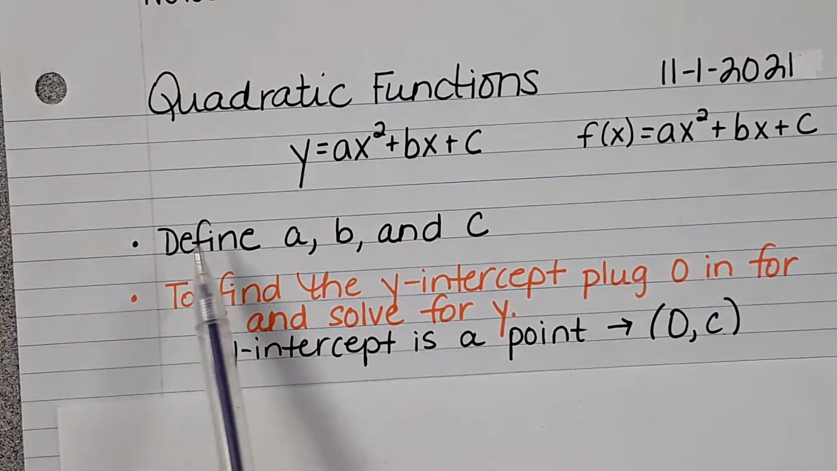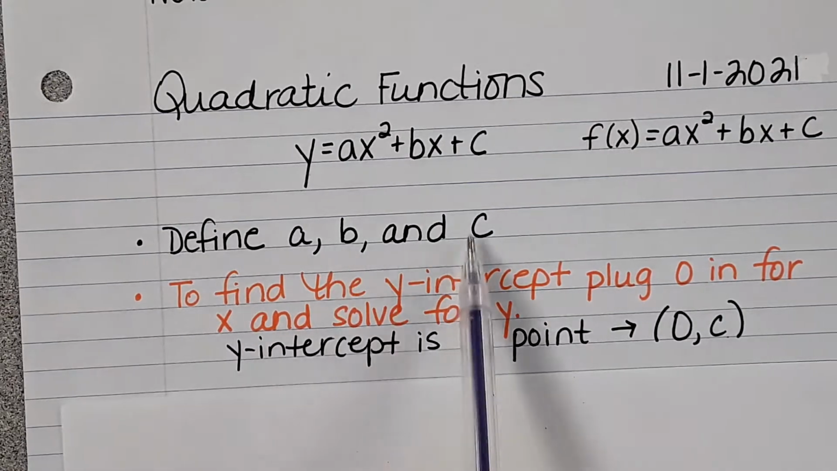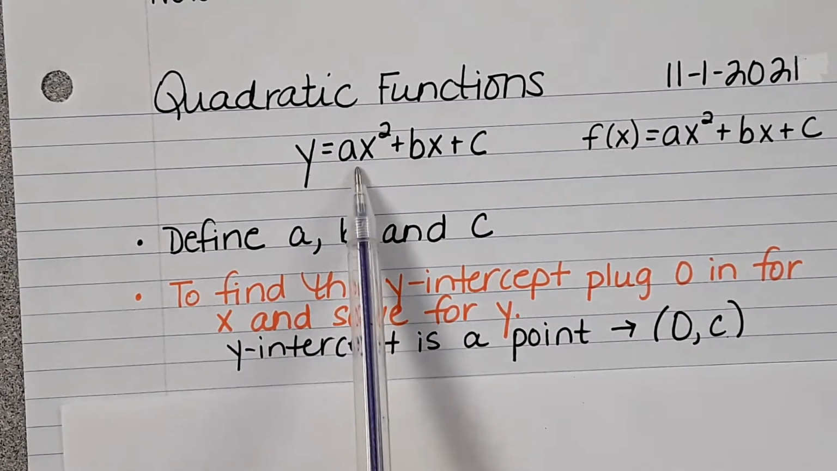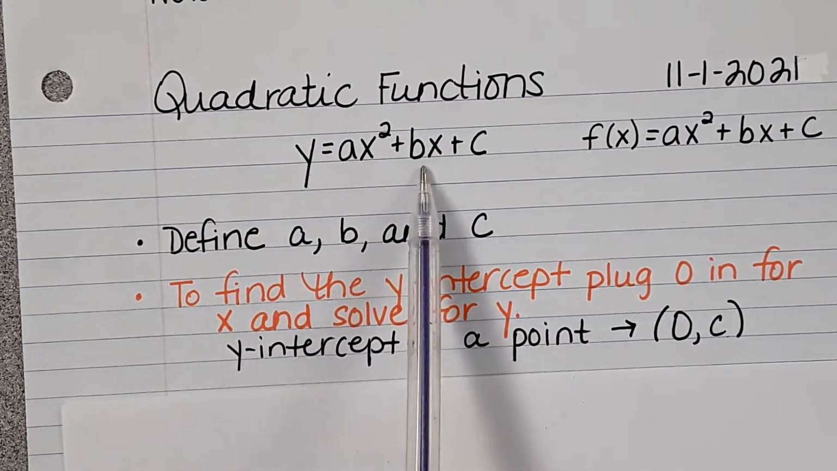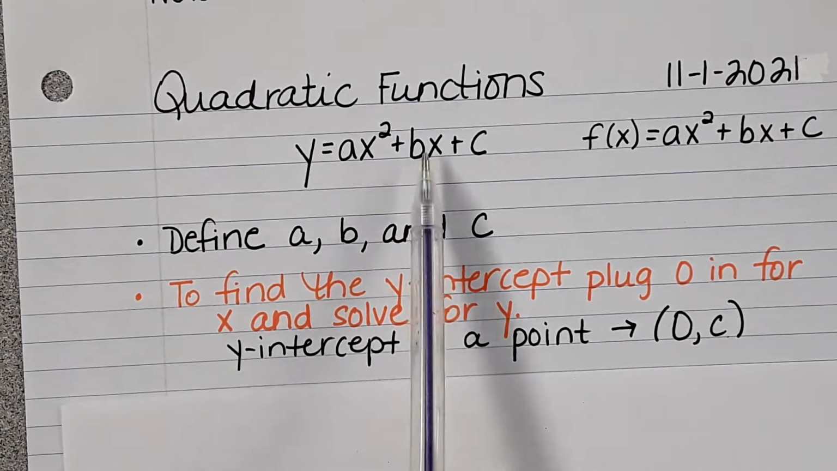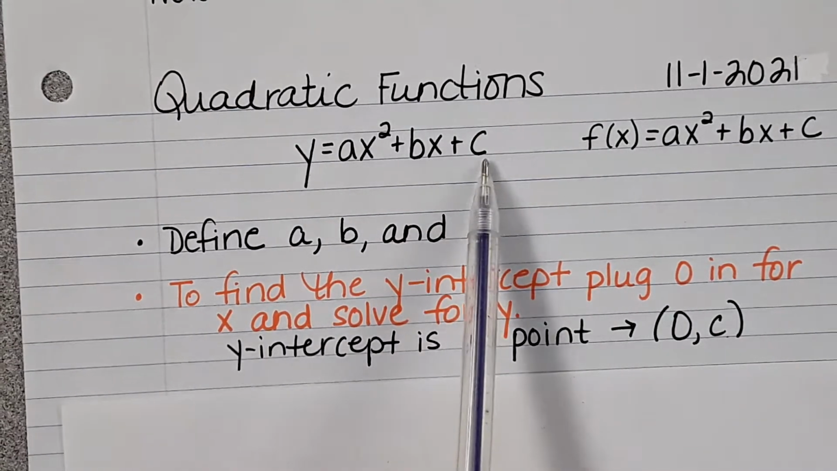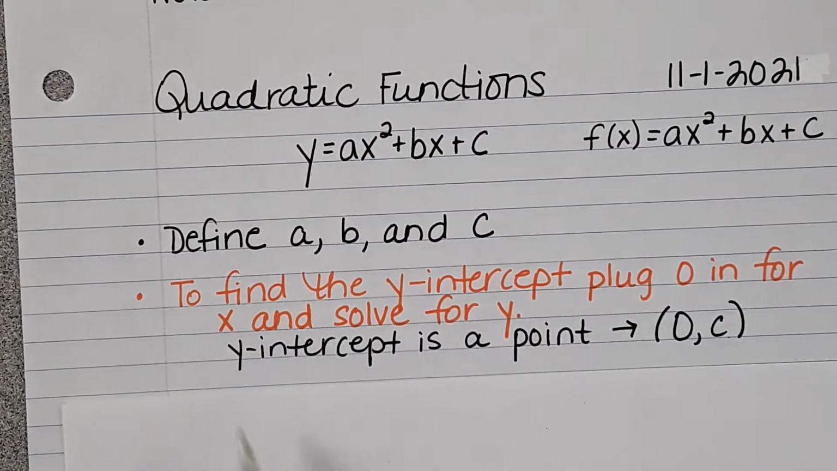So the first thing you need to do is you have to define a, b, and c. A is always in front of x squared, the quadratic term. B is always the coefficient of the linear term, and then c is the constant. And then to find the y-intercept, you plug in 0 for x and you solve for y. Basically, the y-intercept is the point (0, c). So you plug in 0, you will always find the y-intercept. It's always (0, c).